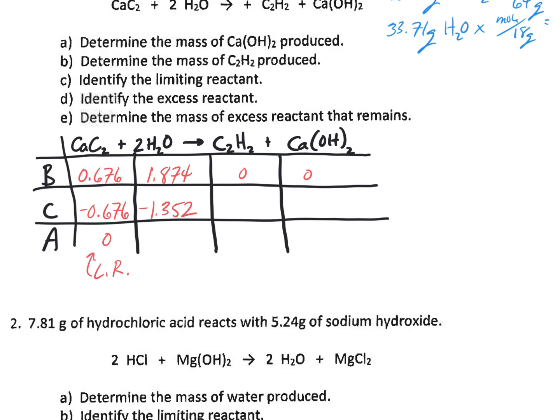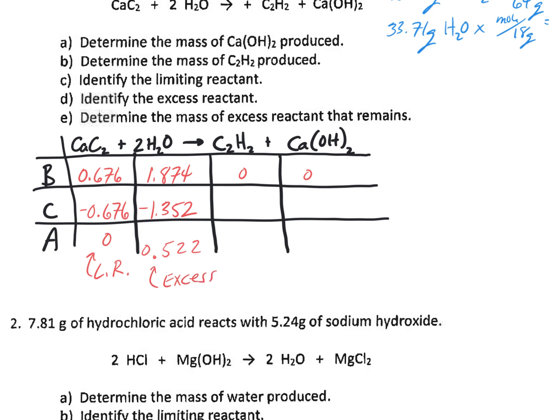So let's see what this value is. If I subtract the amount of water that we need from the water that we have, I'll end up with 0.522 moles excess. I'm going to write that down now. That's excess water. We're going to have that left over.